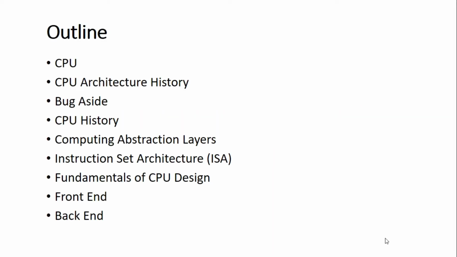So first is the outline: CPU architecture history, bug aside, CPU history, computing abstraction layers, instruction set architecture, fundamentals of CPU design, front end, and back end.